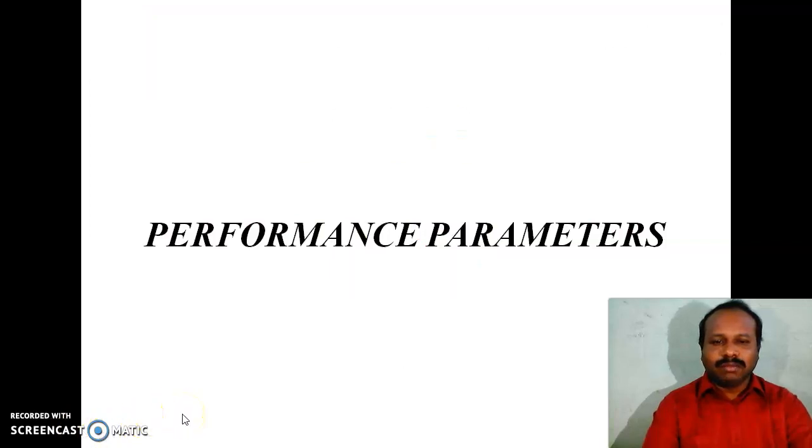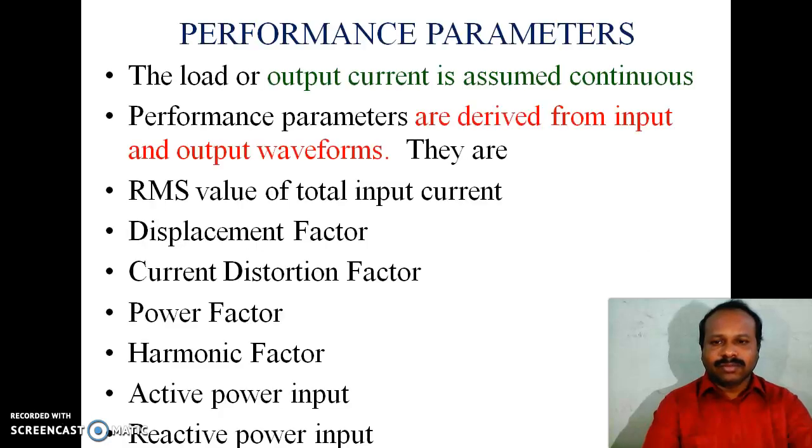Today's topic: performance parameters of converters. The load or output current is assumed continuous in order to derive the performance parameters. The performance parameters are derived from input and output waveforms, and they are the RMS value of total input current, displacement factor, current distortion factor, power factor, harmonic factor, active power input and reactive power input.